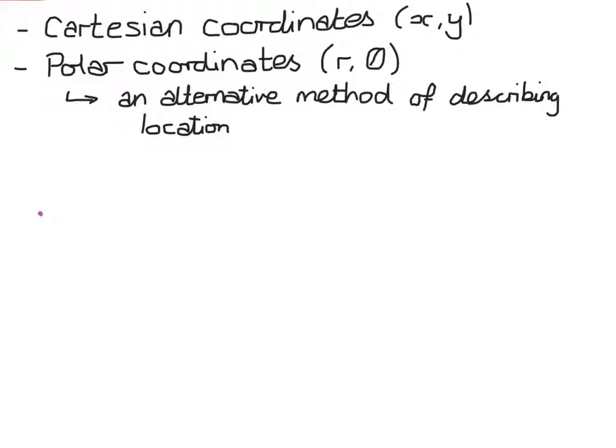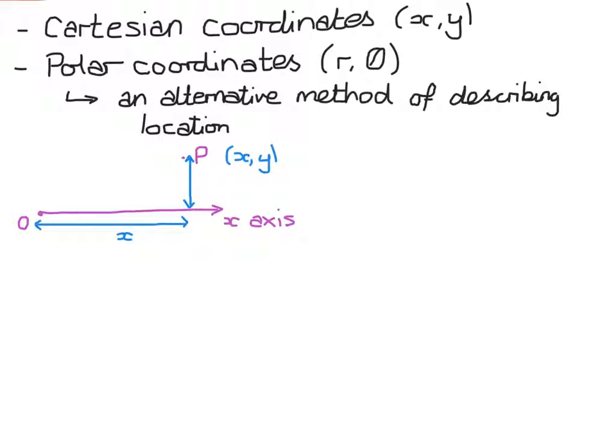Visually, if we have here the origin, and we're interested in the location of some point P, and this is the x-axis, then we could describe this using x and y by saying we go along x and up y, or we could describe it using polar coordinates, r and theta. r is the distance from the origin, whilst theta is the angle from the positive x-axis.